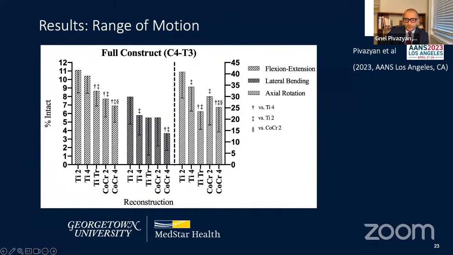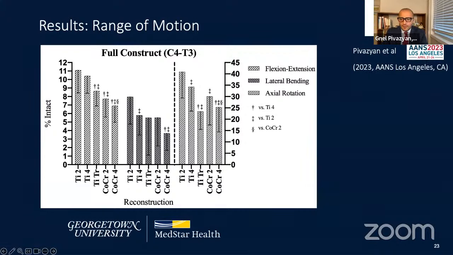All right, and as far as the results, this figure demonstrates the range of motion of the reconstruction groups in flexion-extension, lateral bending, and axial rotation, marked in 3 shades of gray. The columns represent each of the 5 reconstructions, and the findings were intuitive. Overall, cobalt chrome rods, represented by the rightmost 2 columns, had smaller range of motion or greater stability than titanium 2 or 4 rods, as represented by the leftmost 2 columns.